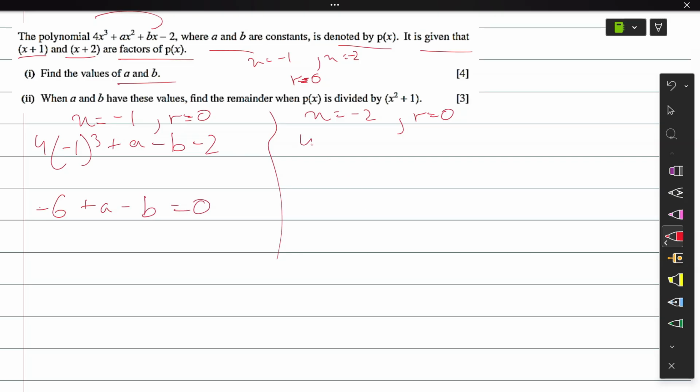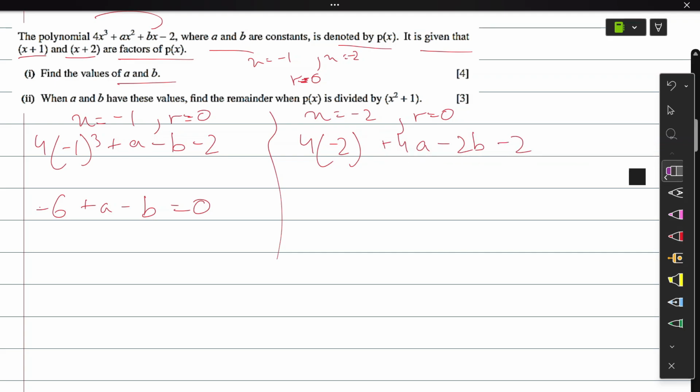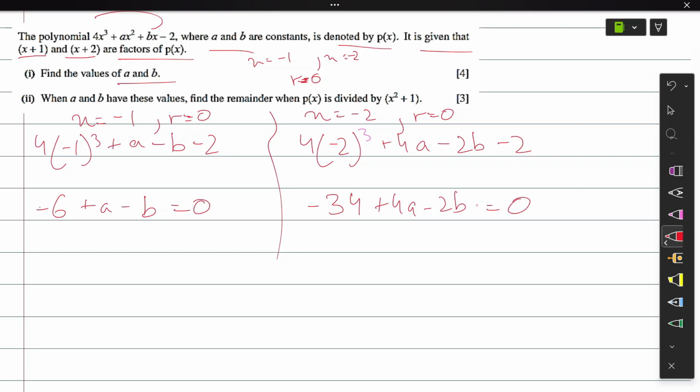Okay, next we have minus 2 to be substituted. So there we go. That's going to be 4a, and this is going to be minus 2b and minus 2. That is a terrible way to write cube. Cube, there we go. Okay, so 4 into minus 8 is minus 32. Minus 32 minus 2 is minus 34, plus 4a minus 2b. This must also be equal to 0.